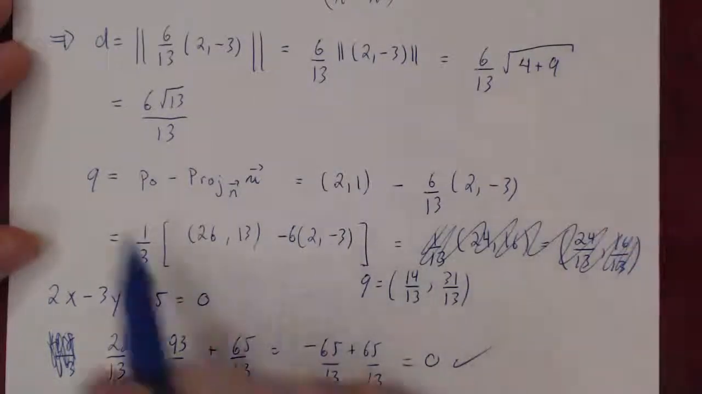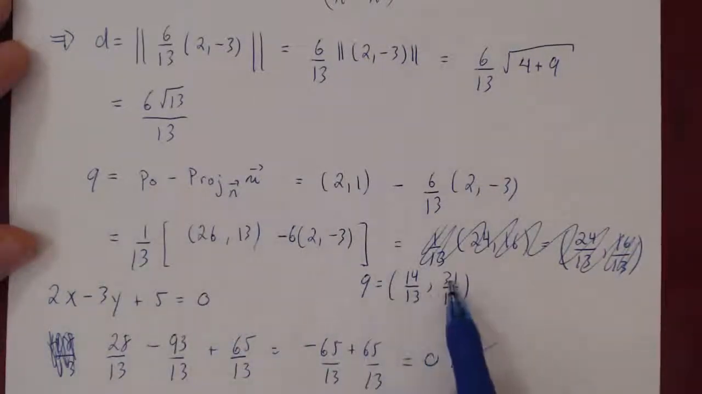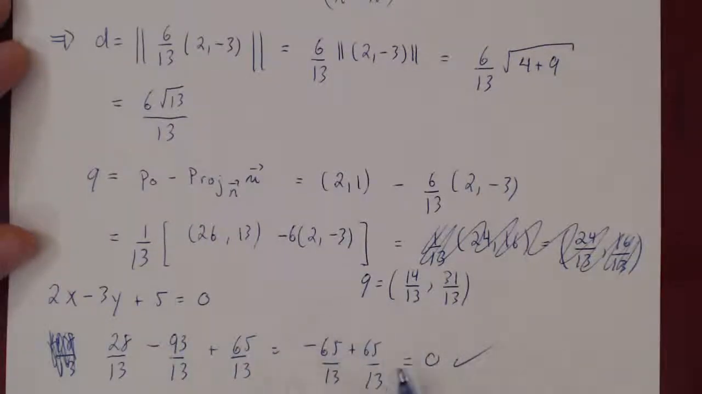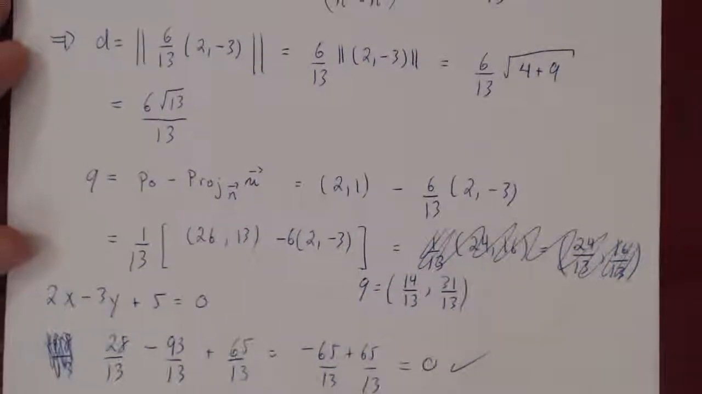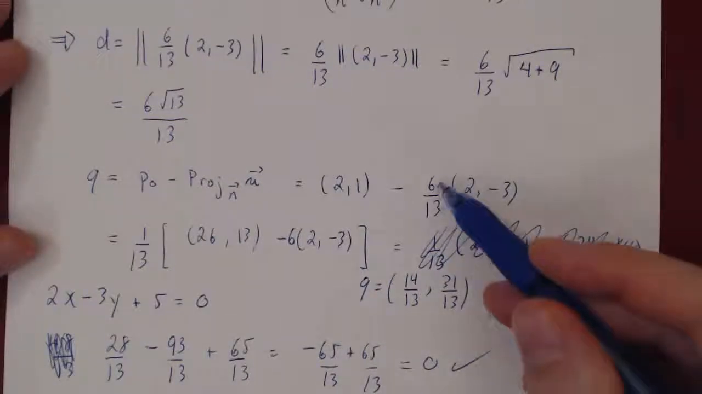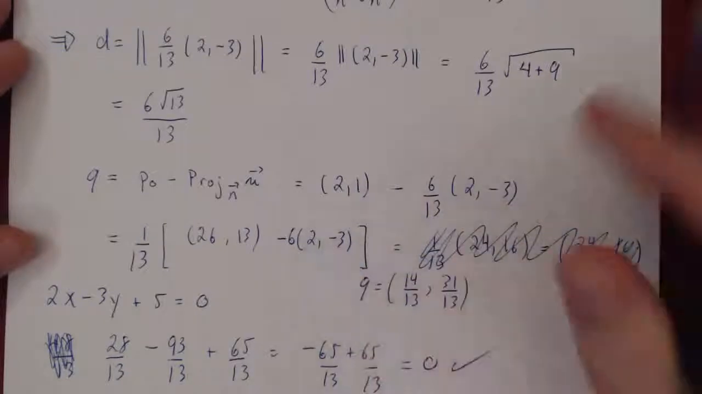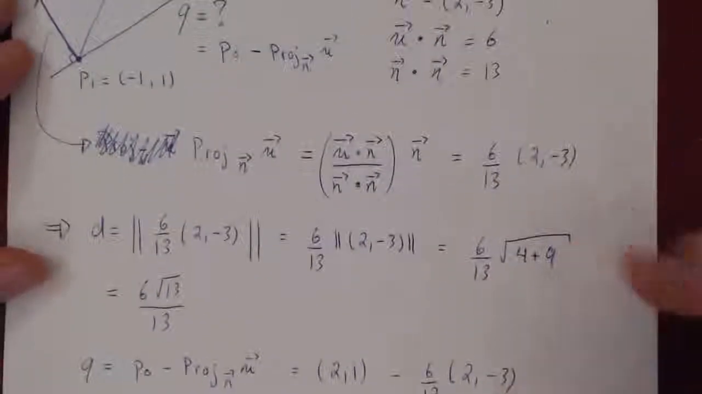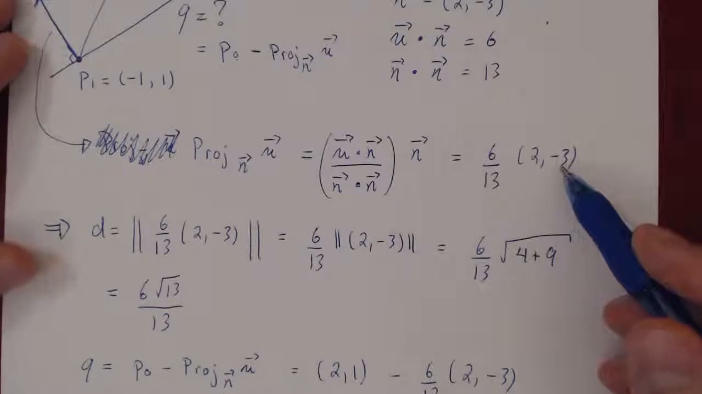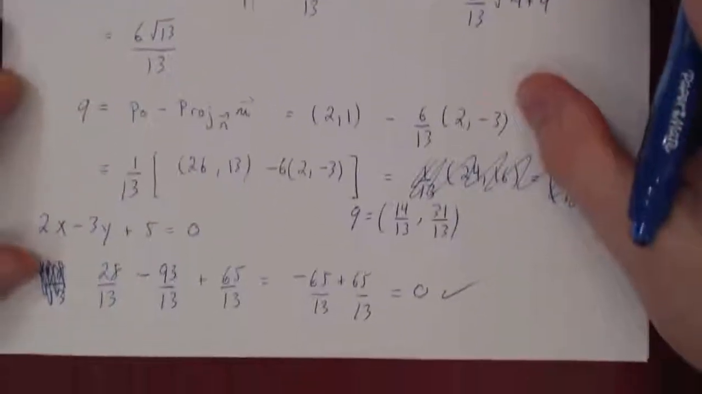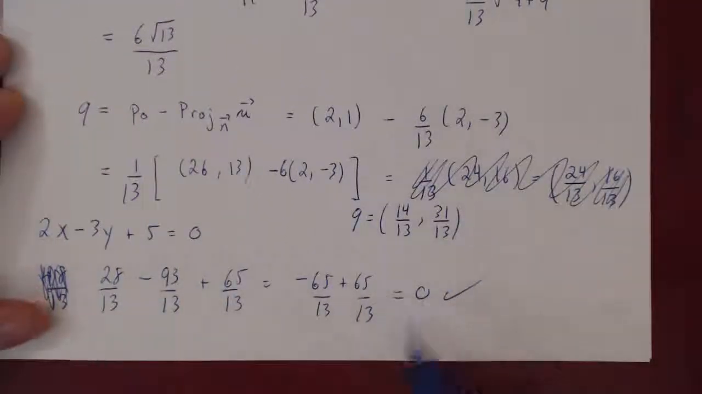So always when you find this point, check whether or not the point solves the equation of the line. If it does, you're pretty darn sure that you have the right point. If it doesn't, you've made a mistake somewhere. Either you did like I did, you've left something behind, or maybe you made a mistake in your projection vector. Either way, it's always worth checking.